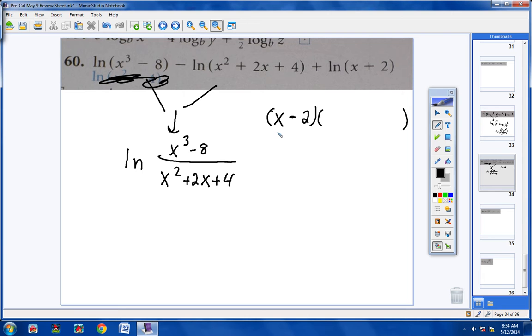Next, you take this term right here with a dot under it, and you multiply it by itself. So x times x would be x squared, and that goes right here. Then you take this term with a dot, and you multiply them together. Don't worry about the signs. x times 2 would be 2x. Then you take this term right here with a dot under it, you multiply it by itself. So 2 times 2 is 4.